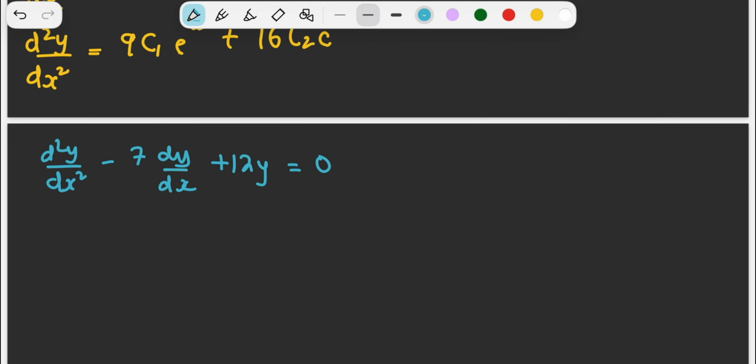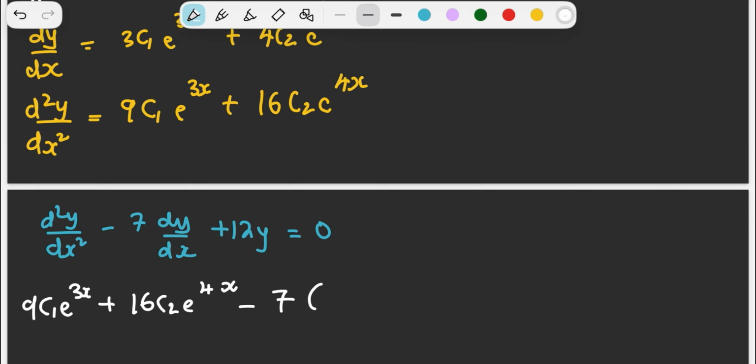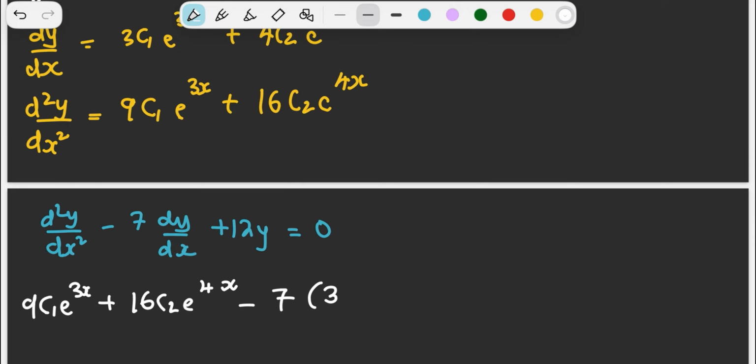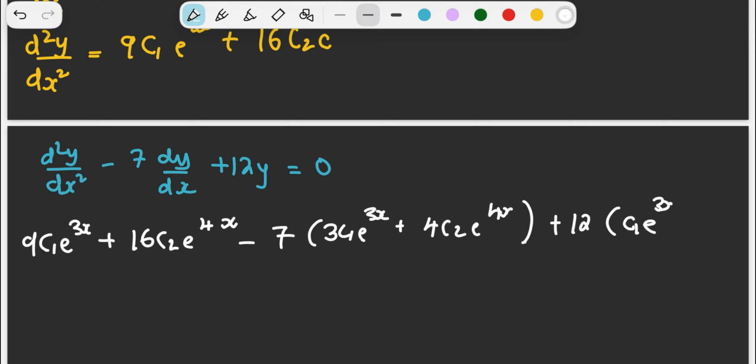Okay, so I already know the value of the second derivative. It's 9c1 e^(3x) + 16c2 e^(4x). So I already know that this is true, so I can subtract 7 times dy/dx, which I already know is 3c1 e^(3x) + 4c2 e^(4x), plus 12 times y. I already know what y is: it's c1 e^(3x) + c2 e^(4x). So this all must be equal to 0.